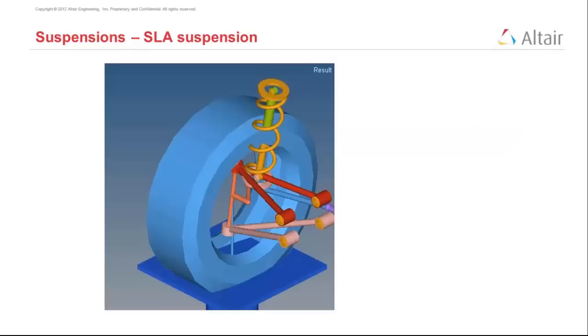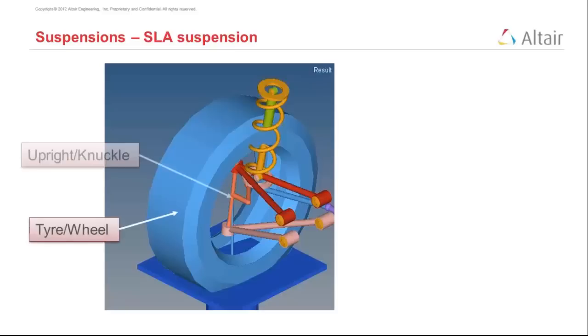Before we move to the demo, I'm again going to take you through a simple SLA suspension, which will be our focus, but you can extend whatever you have learned with respect to the SLA suspension to any other type of suspension that we support. This is, of course, the tire and the wheel. We have the upright and the knuckle, which holds the wheel bearing. Typically, that is defined by 3 points. We'll come to that later.